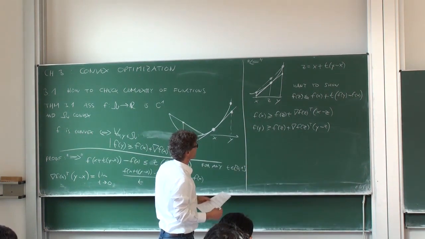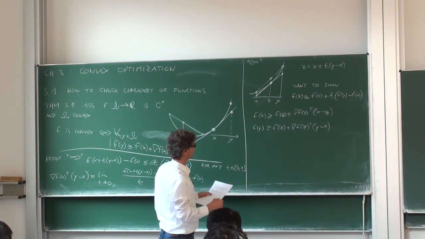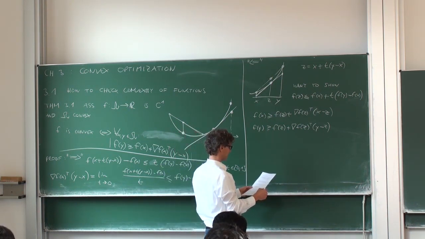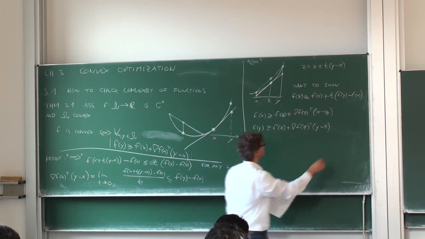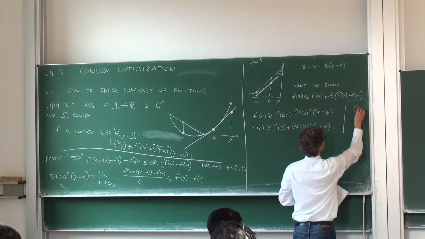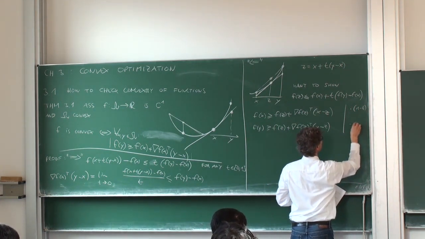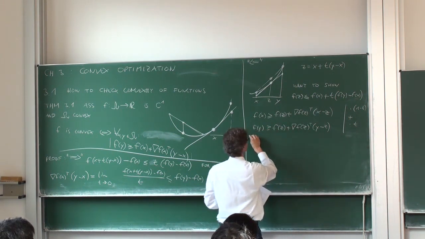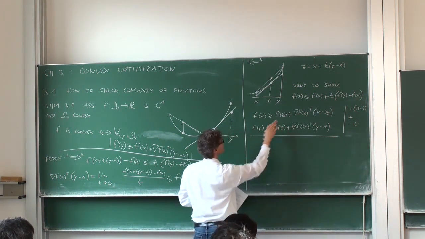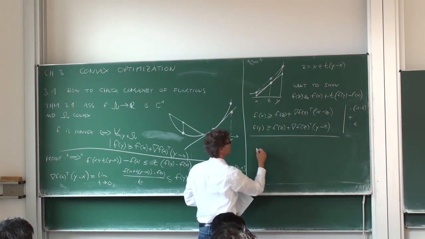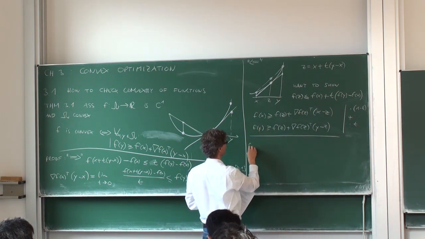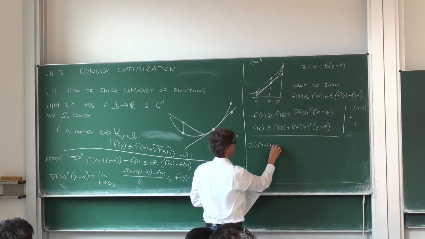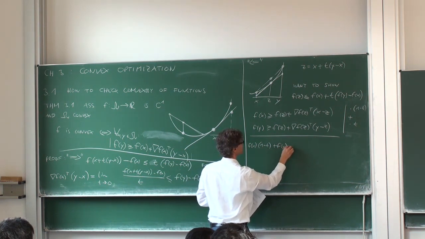Now we add these two things together, and we add them together with a factor, and the factor that we take is 1 minus t, and here we take t and we add them up. And what we get is an inequality which gets actually the left side on this side. So here we have f of x times 1 minus t plus f of y times t.